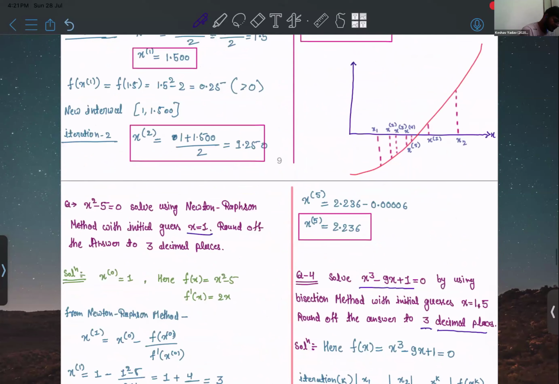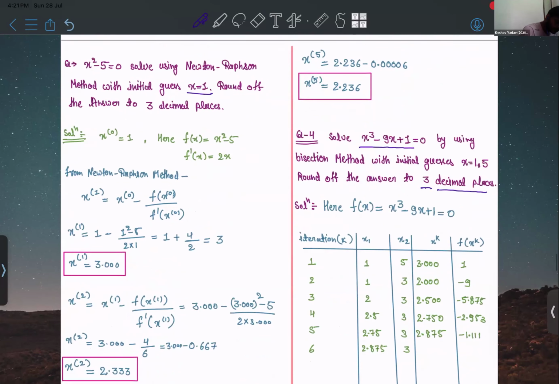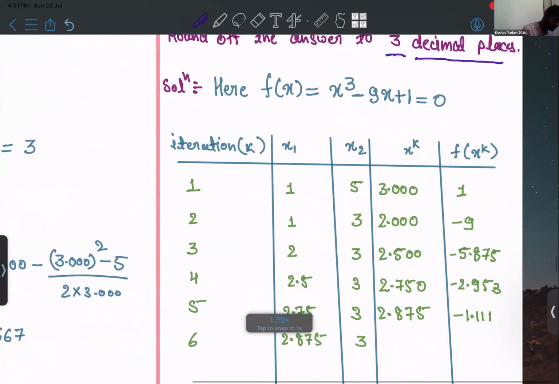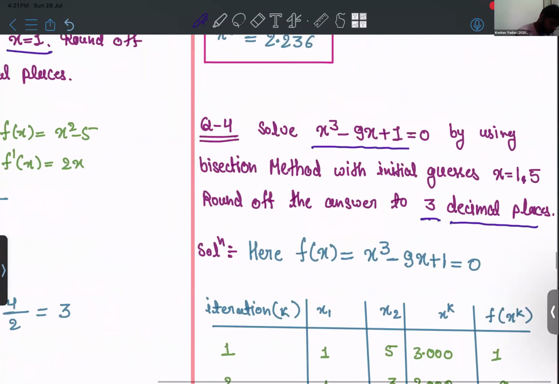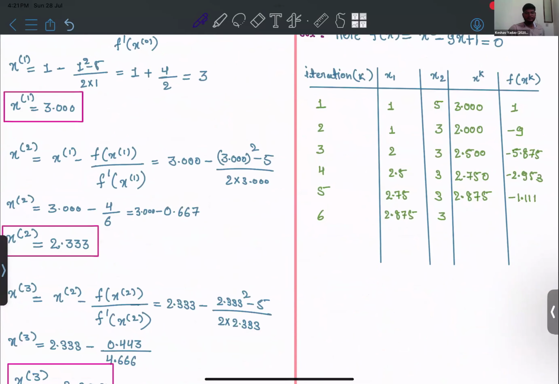Then the third problem was x square minus 5 equal to 0. Initial guess was 1. We have solved this by using Newton-Raphson method. Then the last problem, I guess, is solved by bisection method. See, any doubt? So it converged after 2 steps, meaning this was 5th, 6th, 7th, 8th. So clear?